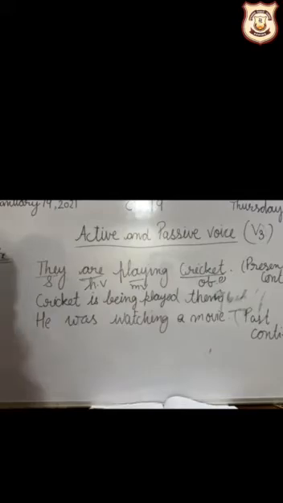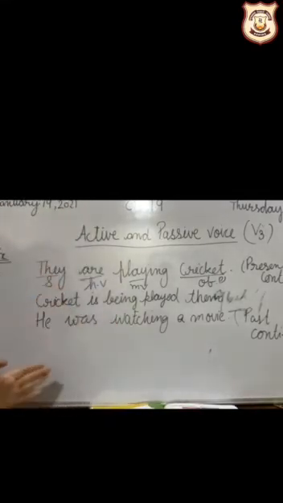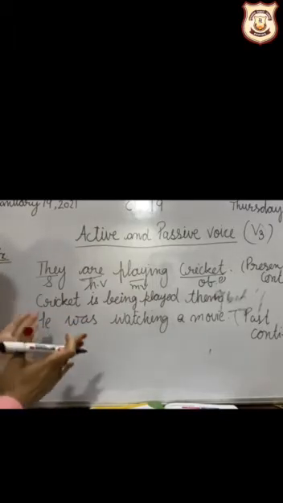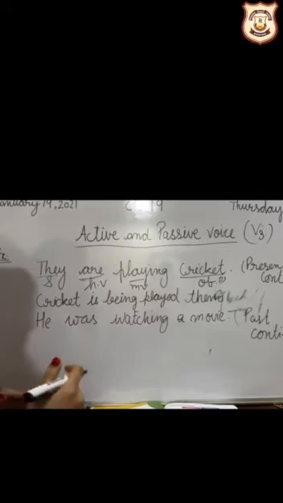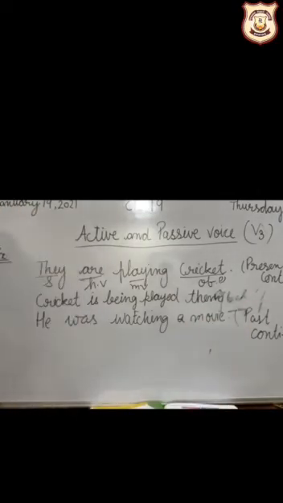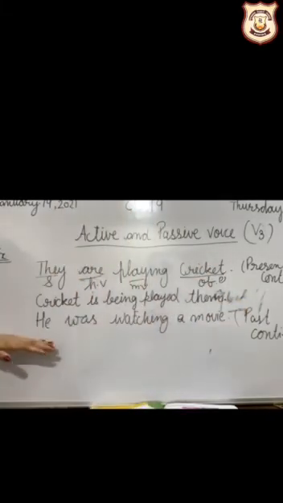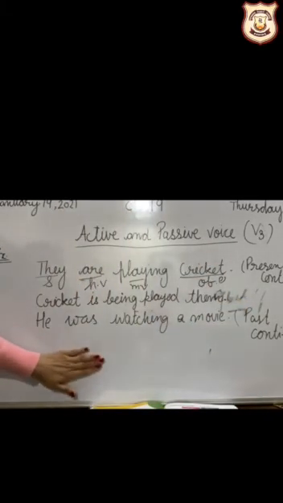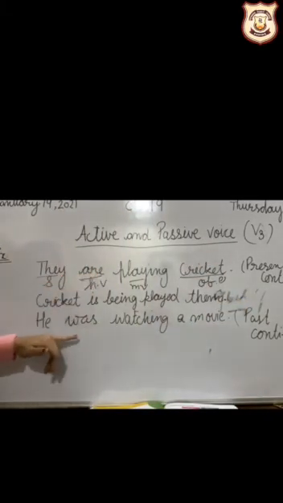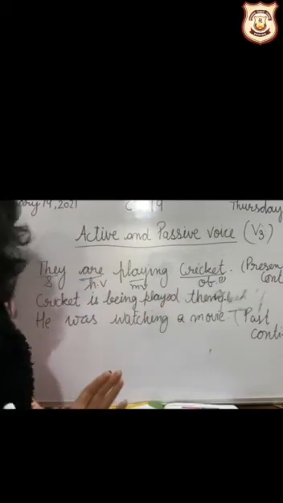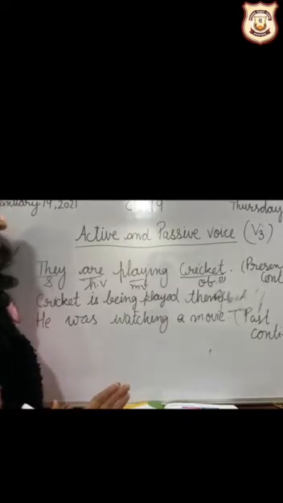So in your book, beta, a table is also given for active pronoun and passive pronoun, conversion of pronoun from active to passive. So you need to learn that table also. Cricket is being played by them. Now this is past continuous. In present we have used are here. So, he was watching a movie. Now it is very simple. You can easily convert it.